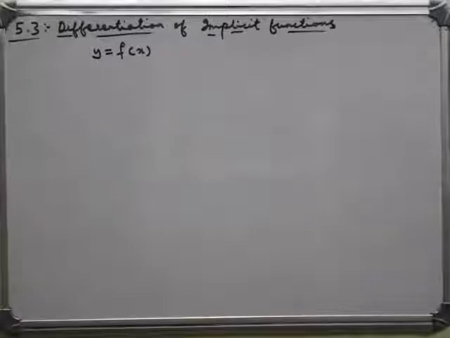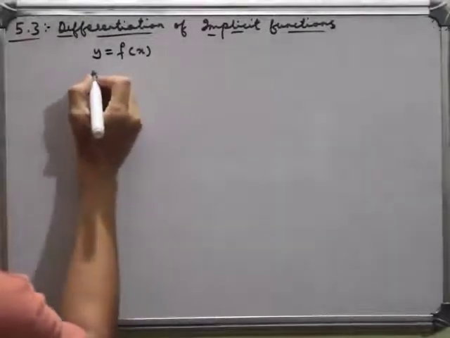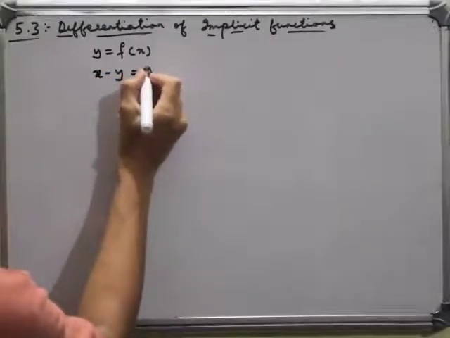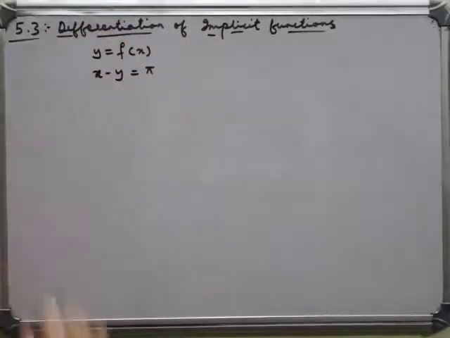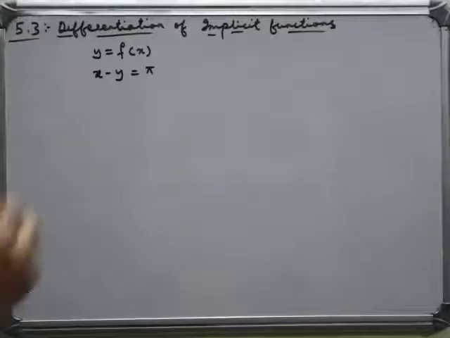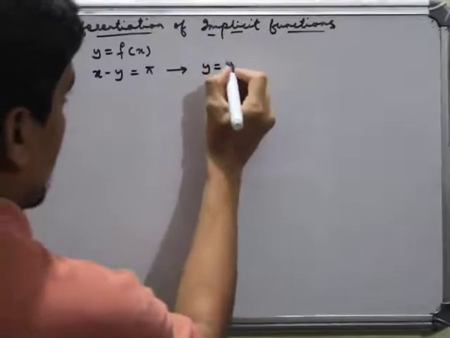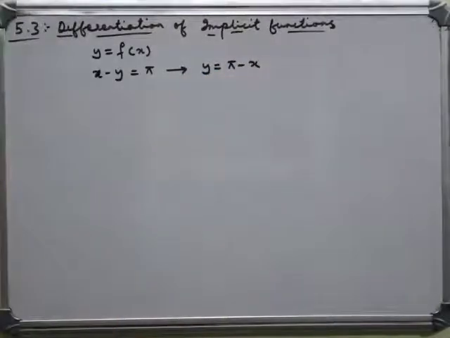If you refer to the NCERT textbook, they have given some examples in that. Let me write it. So x minus y is equal to pi. This is the function which has been given in the textbook. X minus y is equal to pi. And how can we write it? We can write this as y is equal to pi minus x. So still this is an explicit function. Y is the function of x.